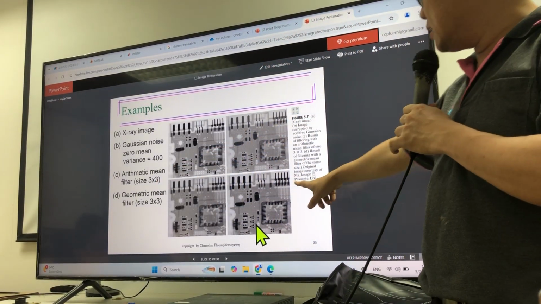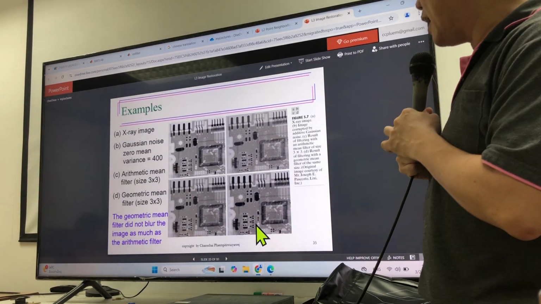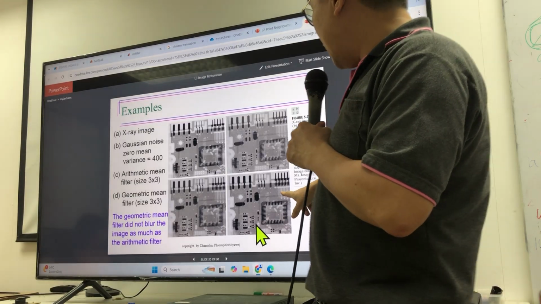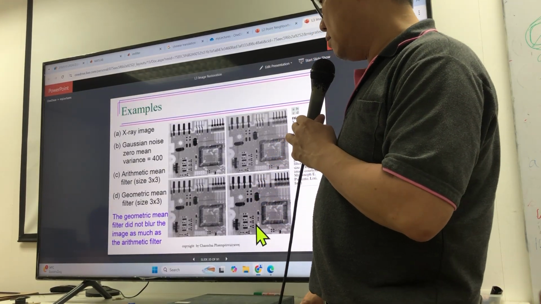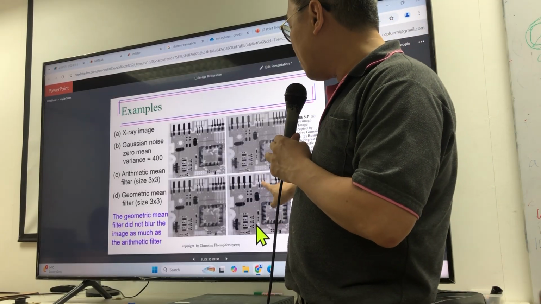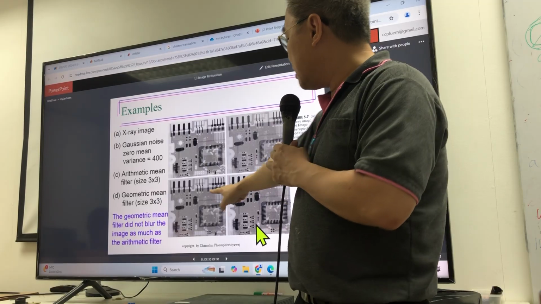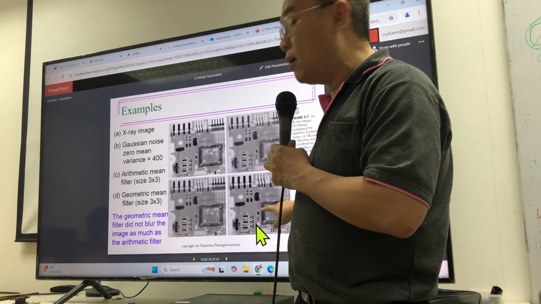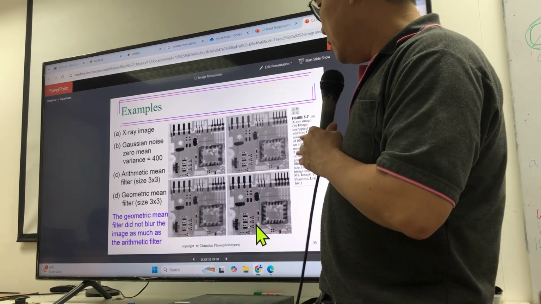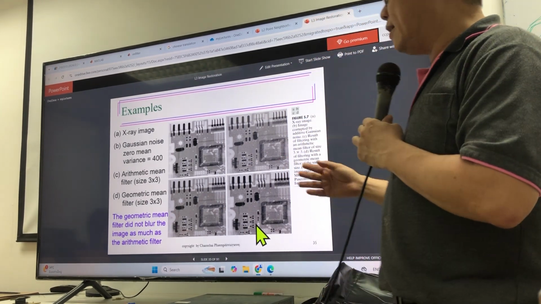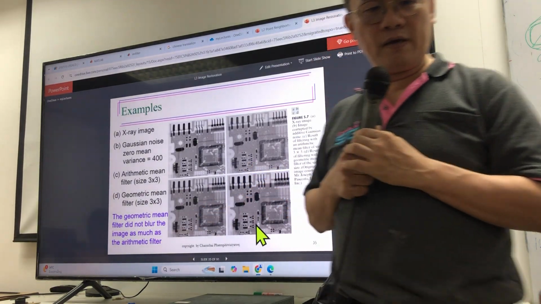The next one is the geometric mean filter, and according to this, they say the geometric mean filter looks better. It looks sharper. And over here, I think it looks sharper because it's got more black than white. According to this paper, they claim that it looks sharper than the averaging filter.